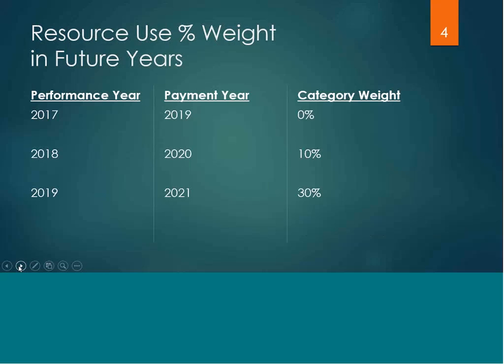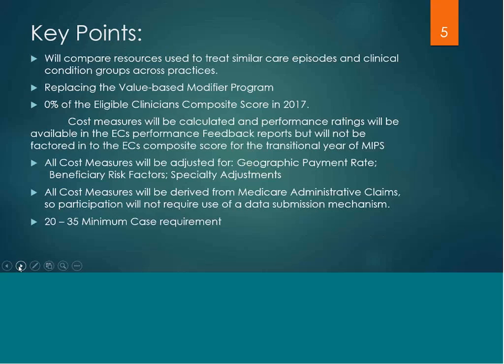Starting in the year 2018, the resource use category will count for 10% of your composite score, and it will increase to 30% by the year 2019. The cost measures within the resource use category will compare resources used to treat similar care episodes and clinical condition groups across practices. This performance category is replacing the Value-based Modifier Program, which is sunsetting at the end of 2016.